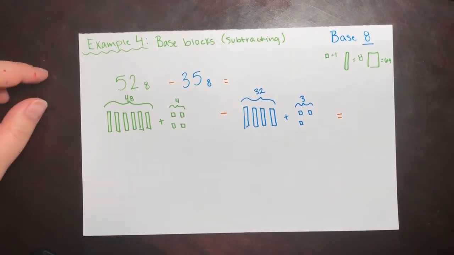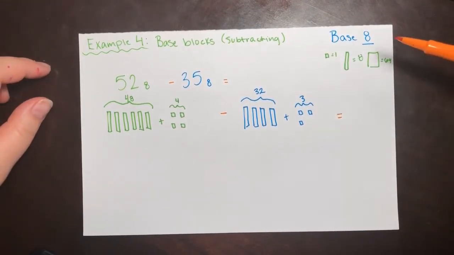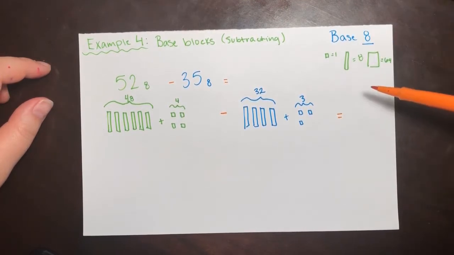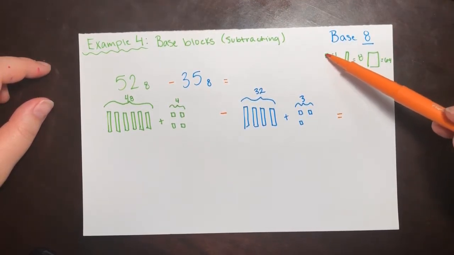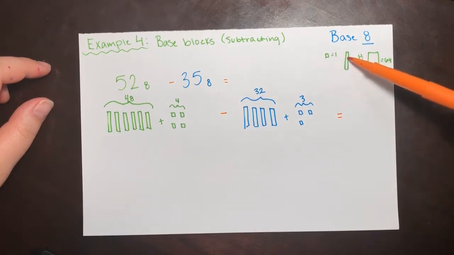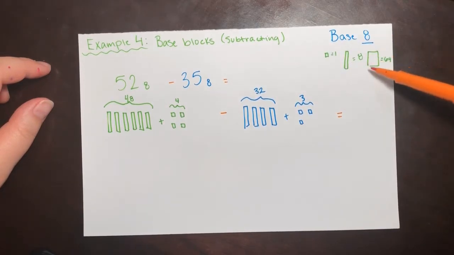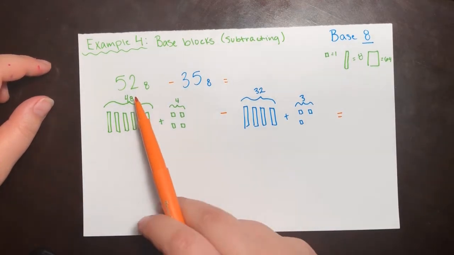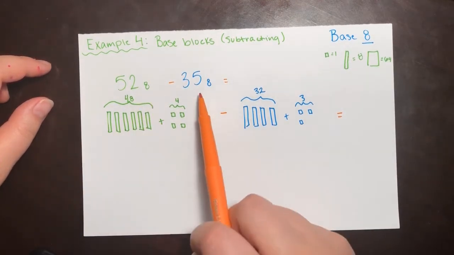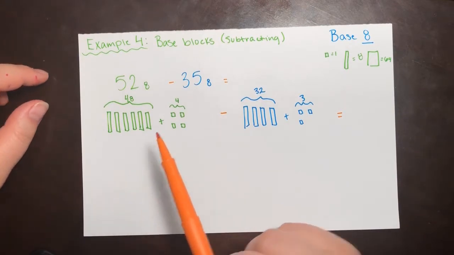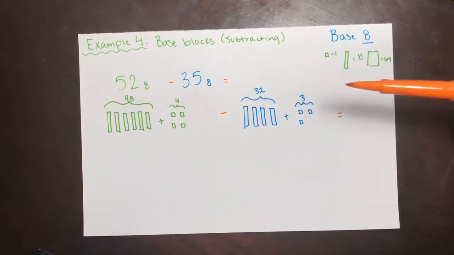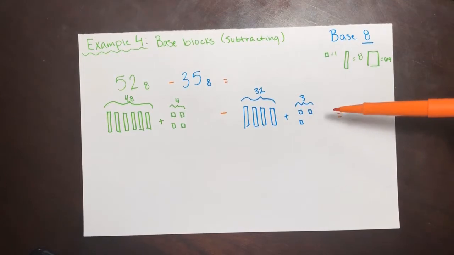So for our example 4, we're going to look at base blocks again, but while using subtraction. And we're going to be doing this in base 8. So remember, the unit equals 1, rod equals 8, and the flat equals 64. So we're going to be doing 52 in base 8 minus 35 in base 8. So I already started us off with doing all of our base blocks.